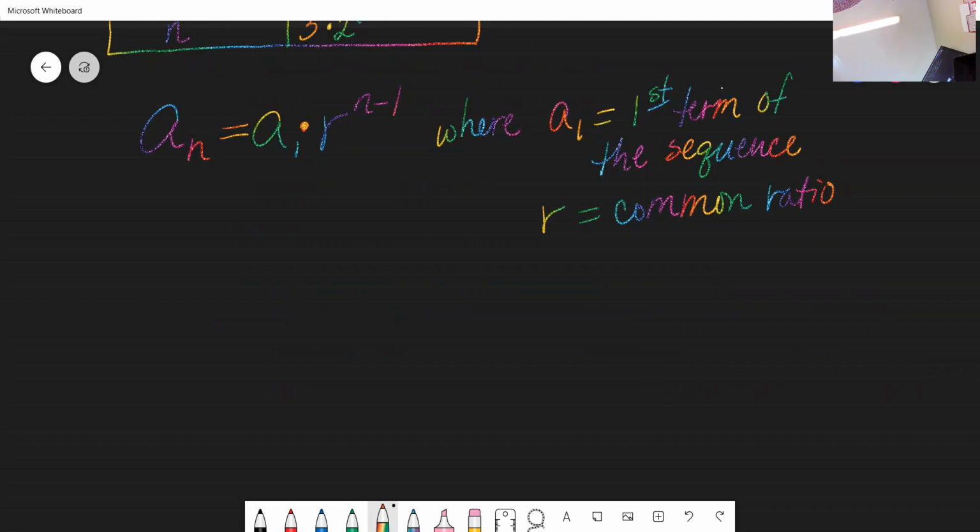And then they give us an example. So in this case, they want us to write the explicit formula, and they've given us a sequence. So example 5.